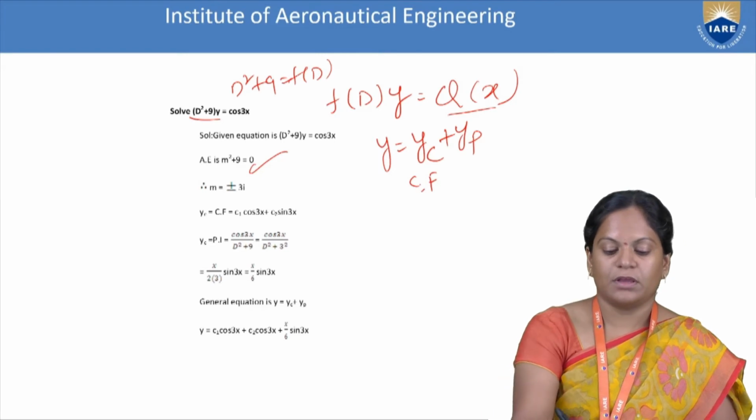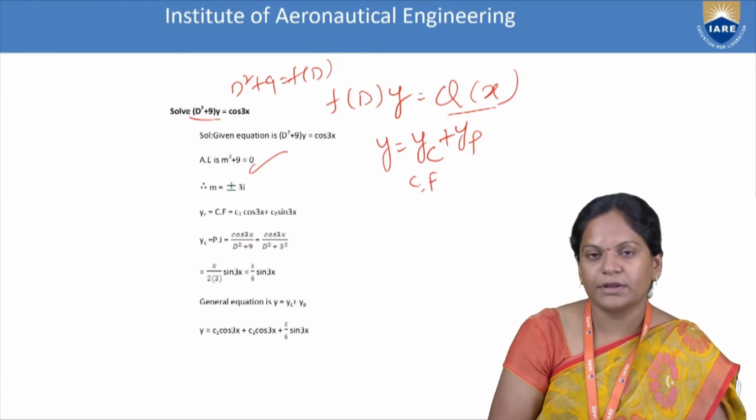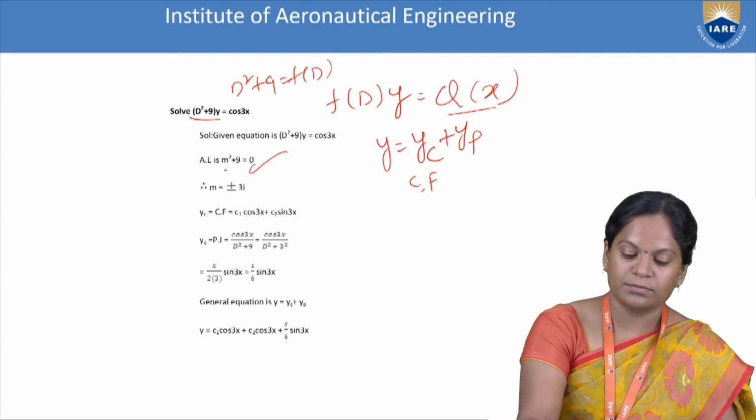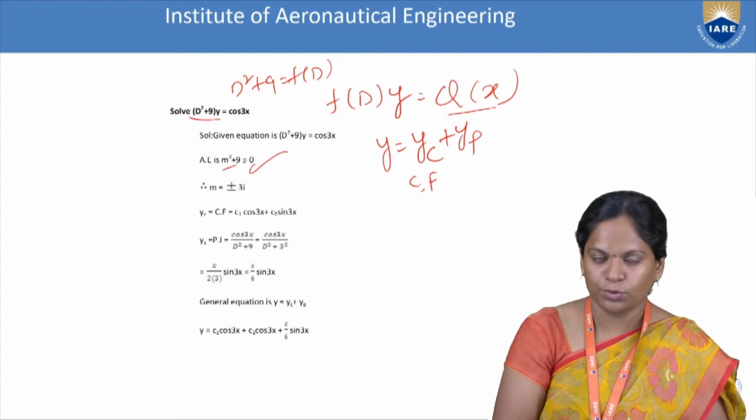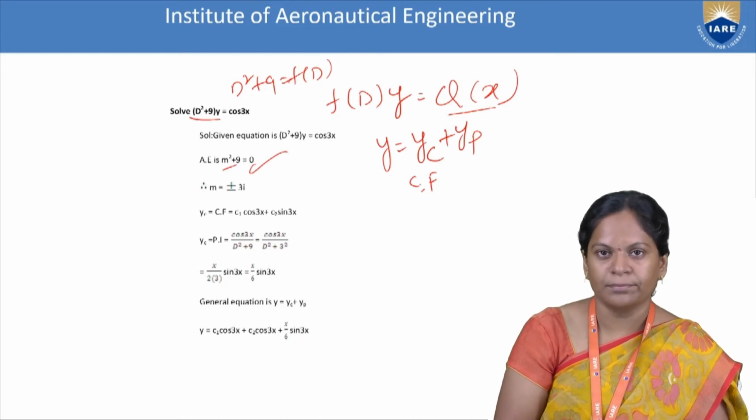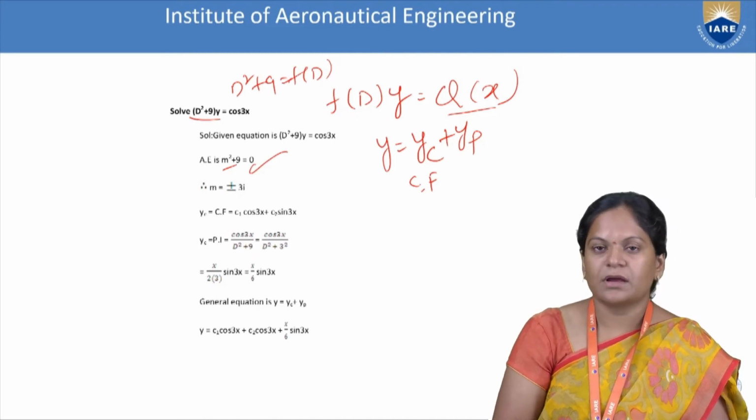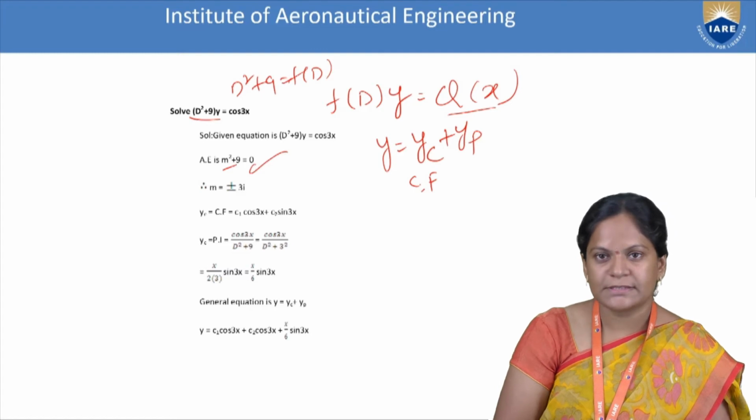So now if we solve this equation, we get two roots. Why do we get only two roots? Here the order of the polynomial is nothing but 2. So m square plus 9, 2 is the order of the polynomial equation. So definitely we get 2 roots. The roots are plus or minus 3i.